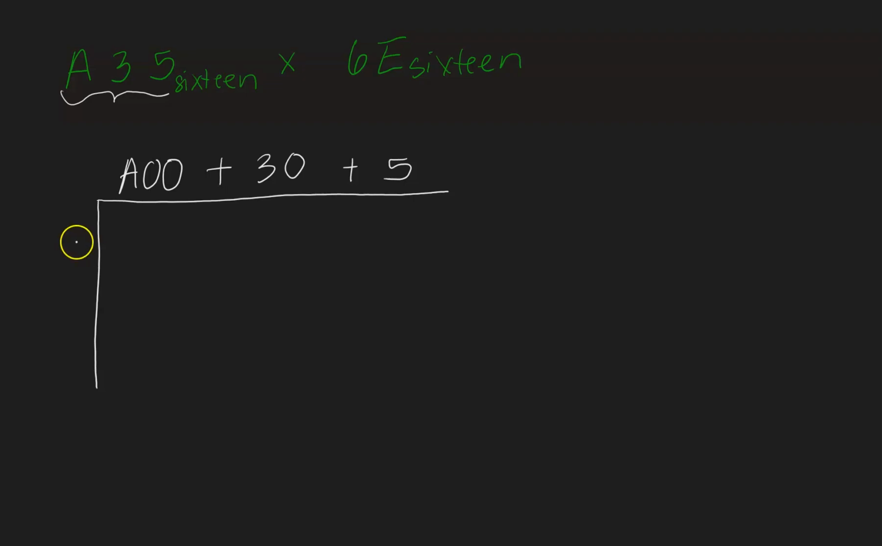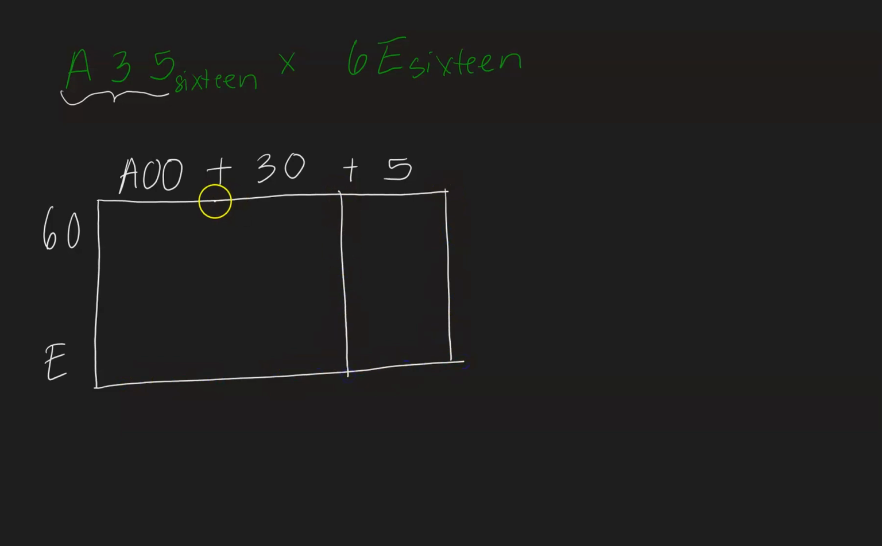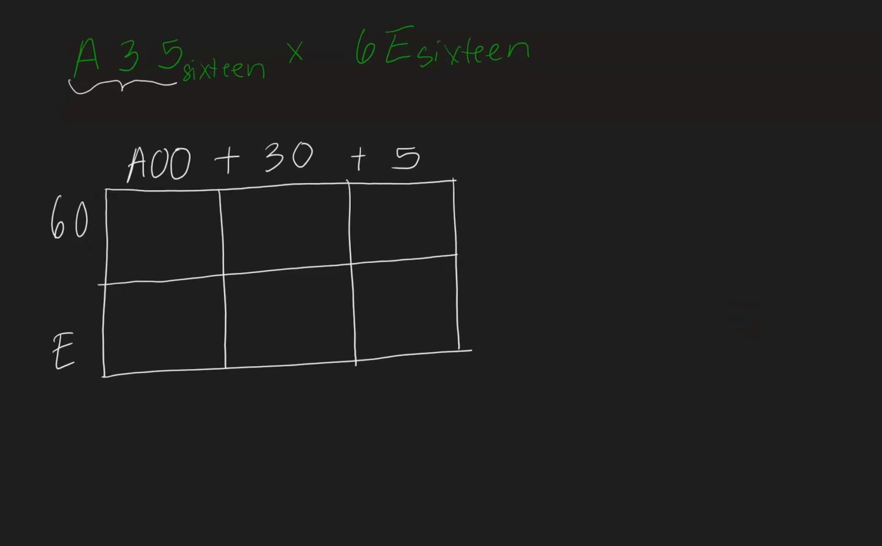Okay, and then multiply by E, 6E, so you will have 6 in the second digit, placeholder 0, and then you will have E. Okay, so now we need to go ahead and do 3 by 2, so 6 smaller sub problems. Okay, so we will first do A times 6, right?